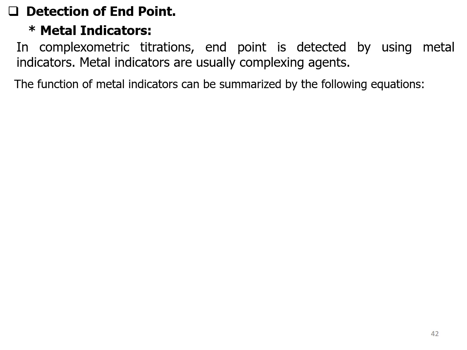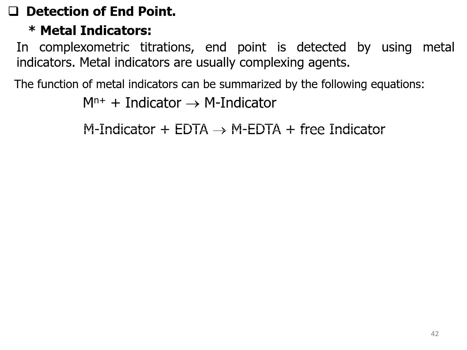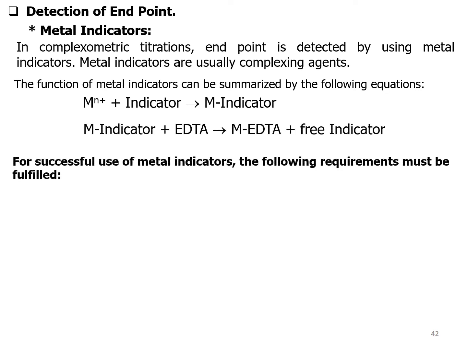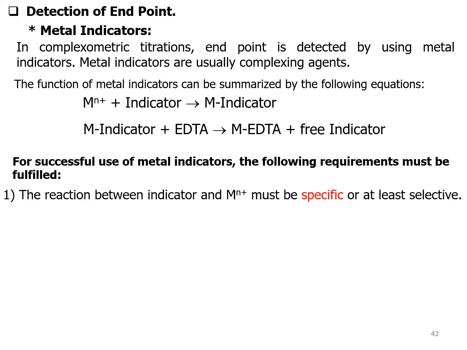Metal indicators are usually complexing agents, ligands. The function of a metal indicator can be summarized by the following equation. Metal, the central metal ion, with the indicator forms a metal indicator complex, which has a specific color. Then the EDTA replaces the indicator, forming a metal EDTA complex and leaving the indicator free, which should have another color. Therefore, for successful use of metal indicators, the following requirements must be fulfilled.